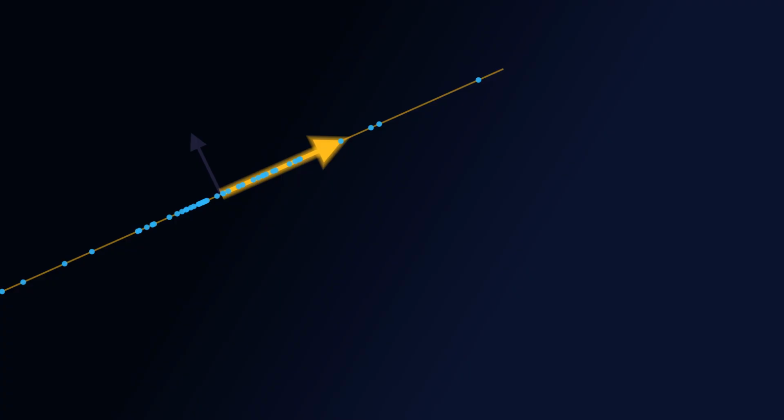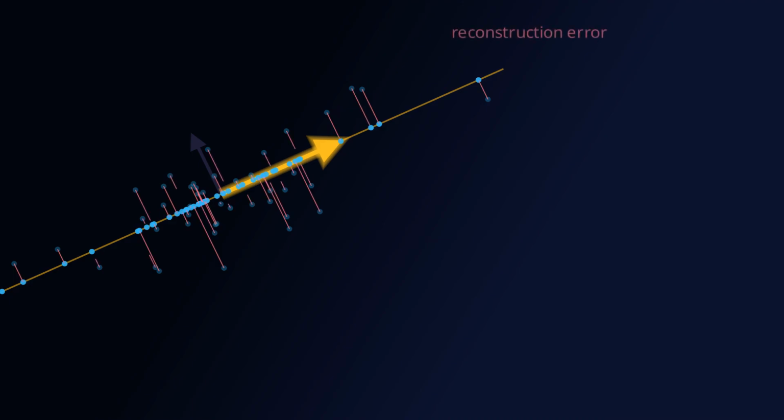Of course, we lost something. Each point's little offset in the second direction is now gone. But because the second component held so little variance, those offsets were tiny to begin with. We compressed the data, and we can measure exactly how much we gave up. That measurement is the reconstruction error.